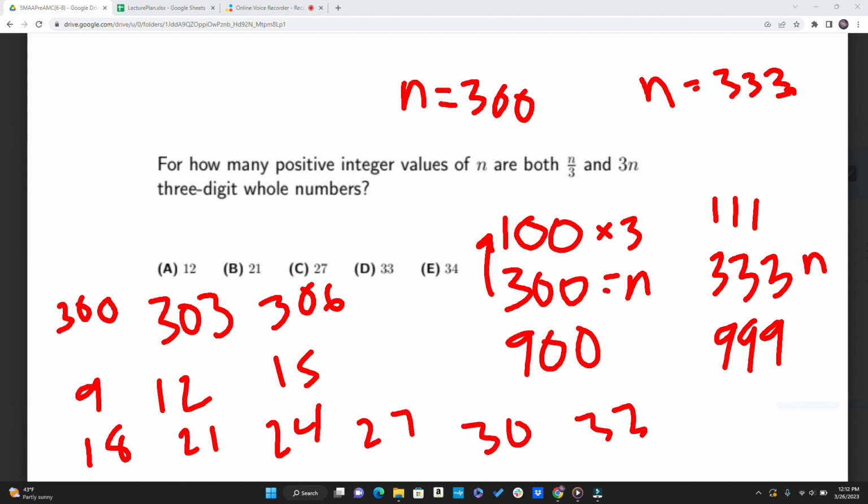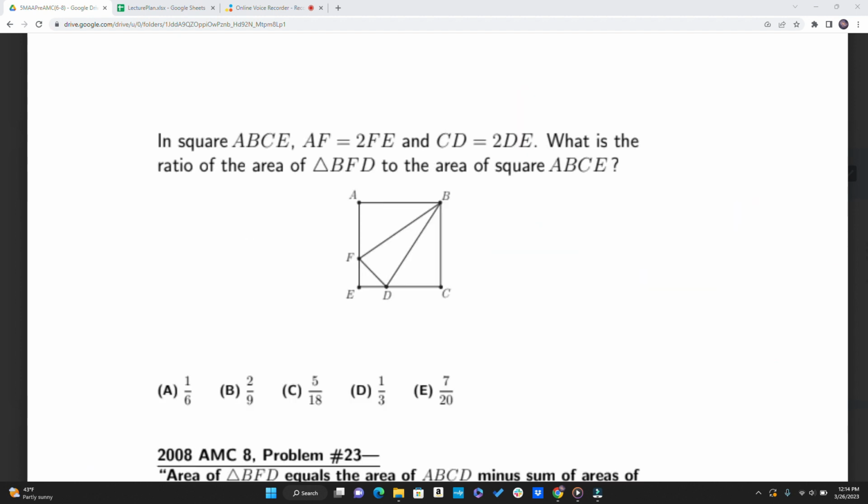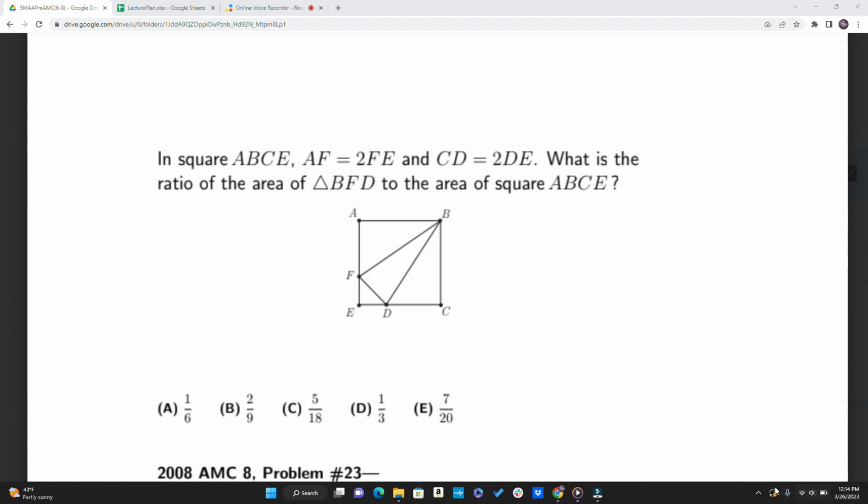And now we're at our max, right? 333. So how many numbers is that total? 3, 6, 9, 10, 11, 12. Answer choice A.